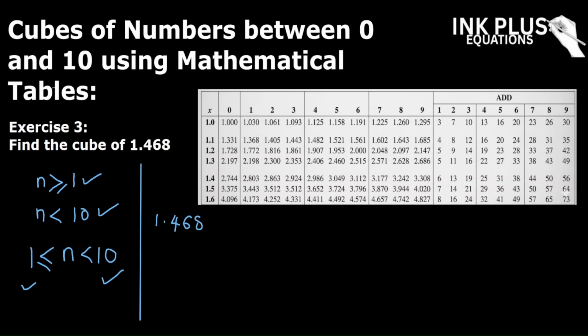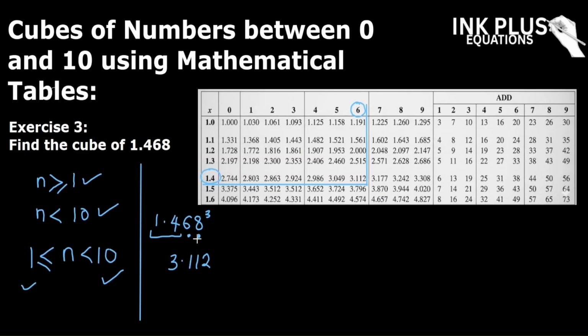Now, 1.468 cubed. We're going to start with 1.4. Now 1.4 is right here. And then you're going to go to 6. 6 is right here. Now, what is the intersection? We'll draw the first line here. The second line is going to be here. Now, what is the answer there? We have 3.112, but we still have an 8.